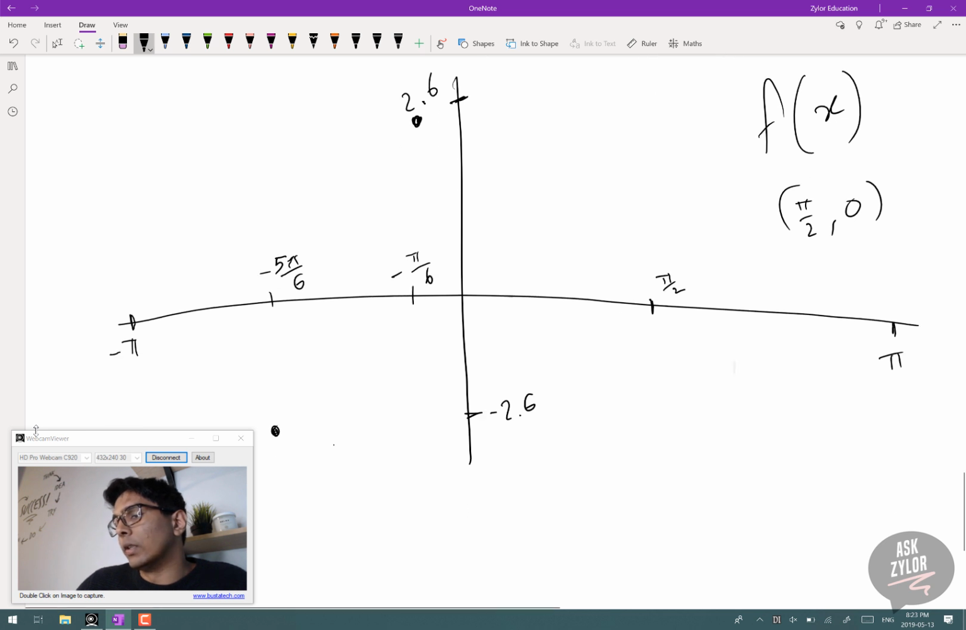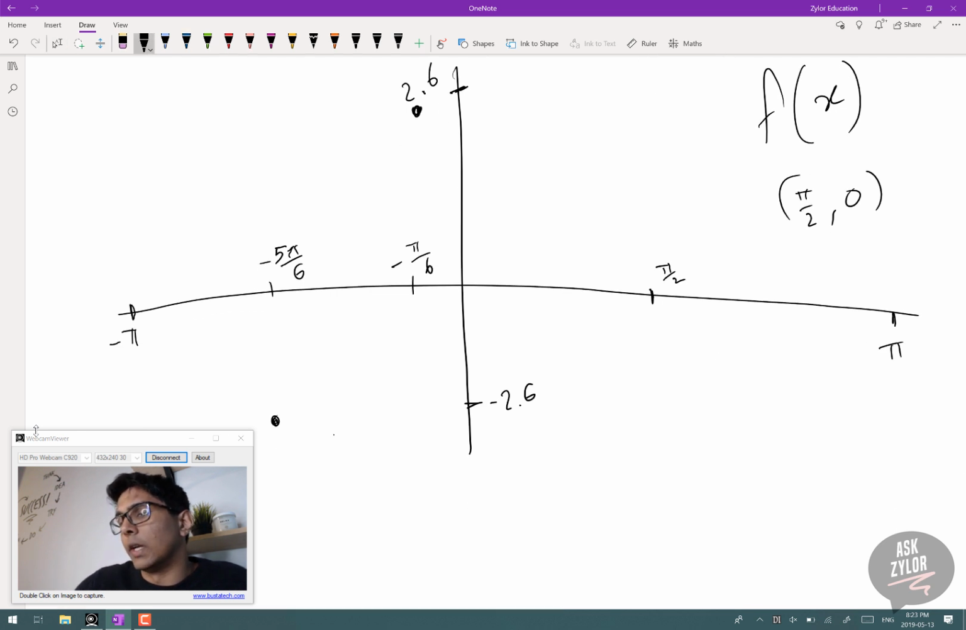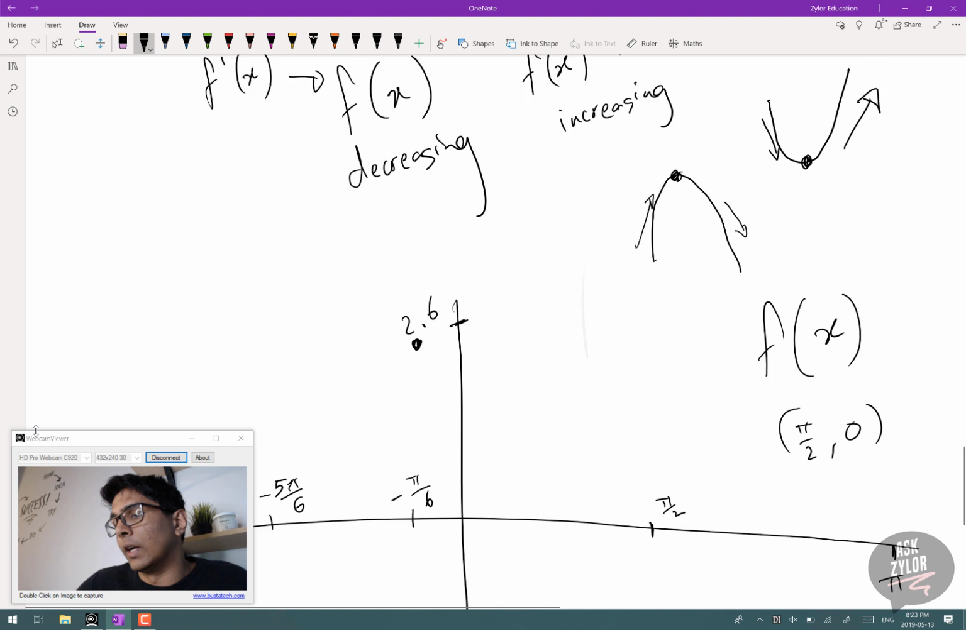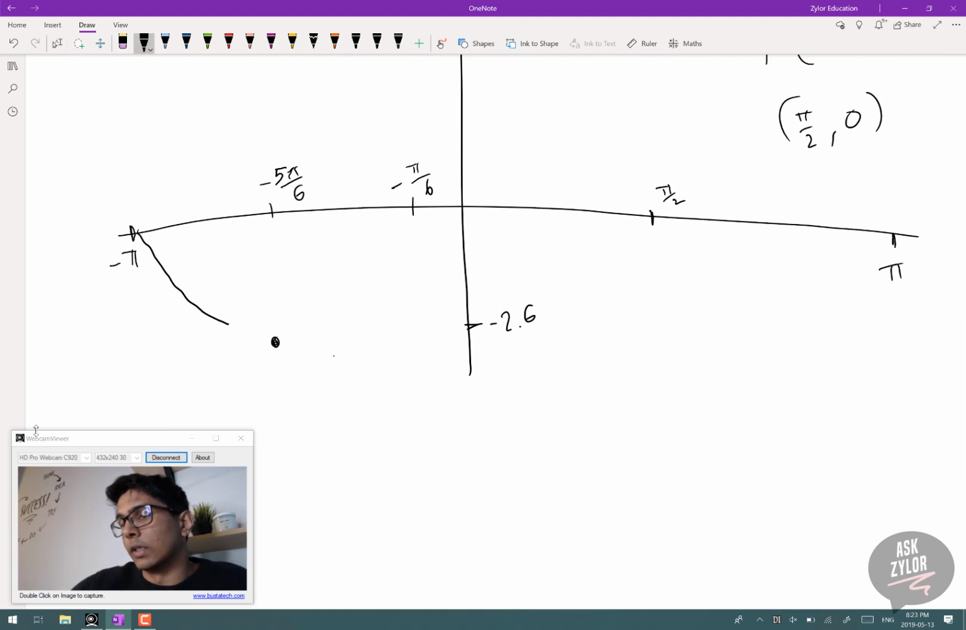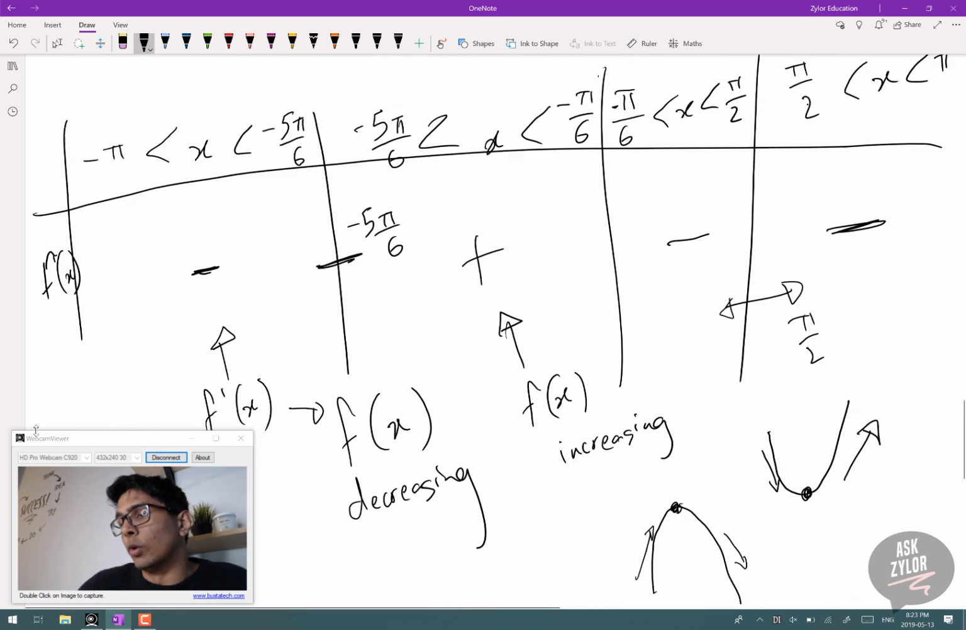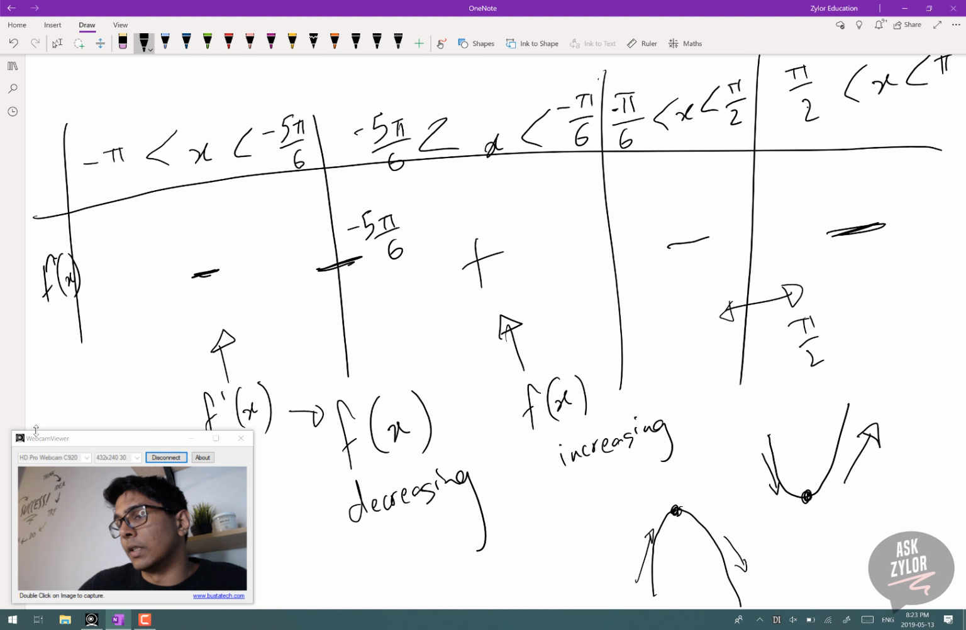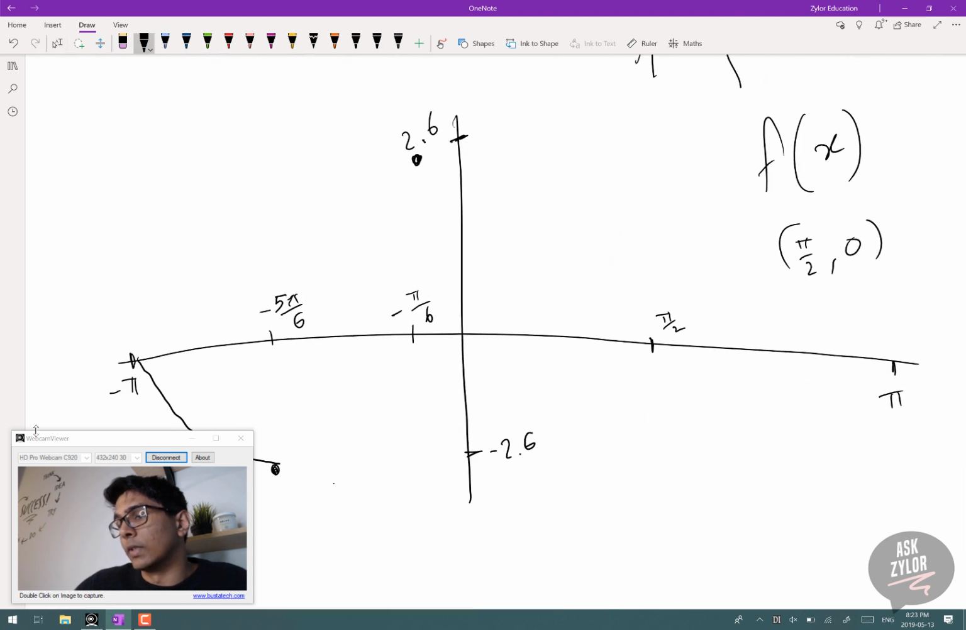And we know the intervals of increase and decrease. From negative pi to negative 5 pi over 6, we said it's decreasing, so it should be going downwards until it hits this local minimum. Then it's going to go upwards because my function's increasing now until negative pi over 6, all the way up here. So it's going to look something like this. Then we have a local maximum at negative pi over 6.